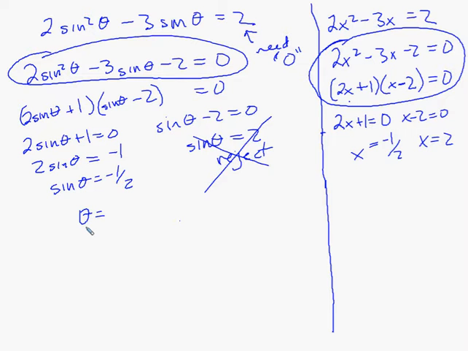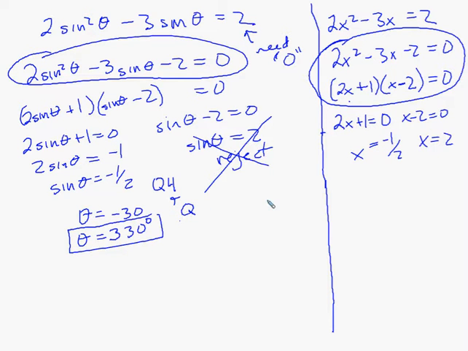Negative 30, which when we add 360, we get 330. So our reference angle is 30 degrees. Now here, sine is negative, so that's quadrant 4. Which other quadrant is sine negative? 2. Wait, 1. No, 3.